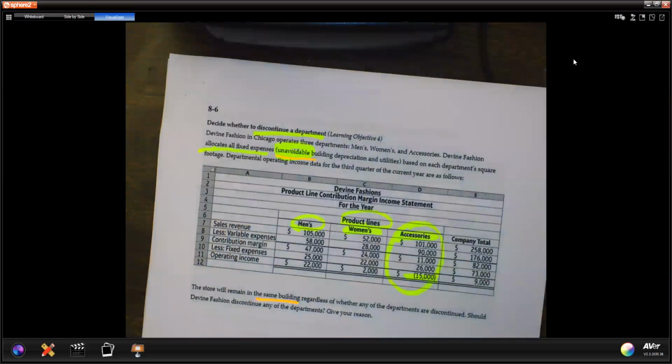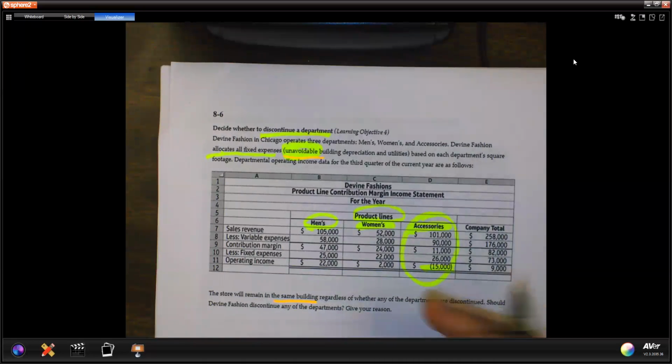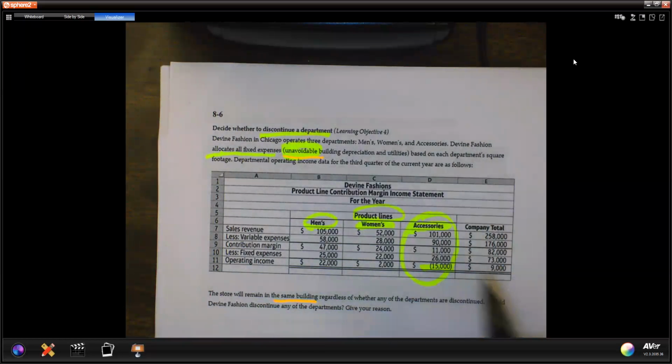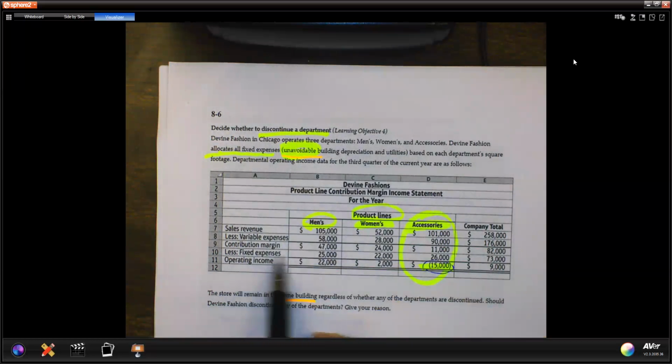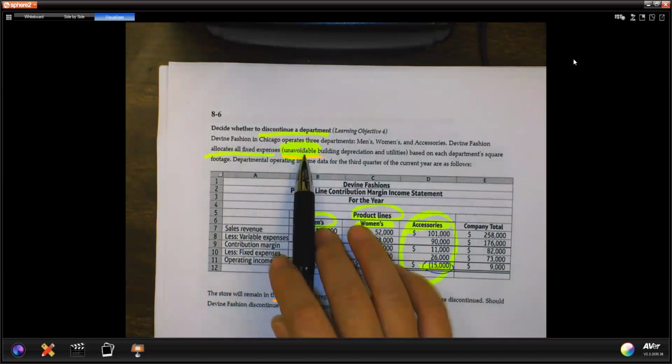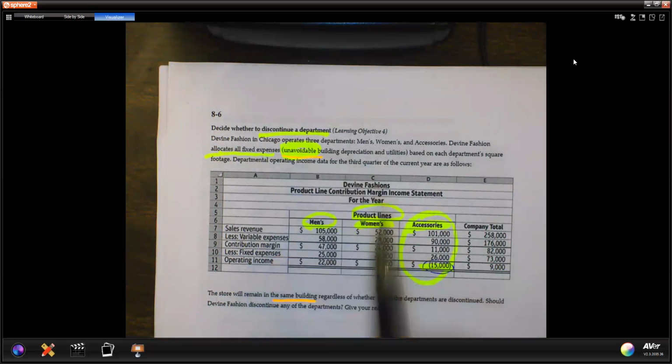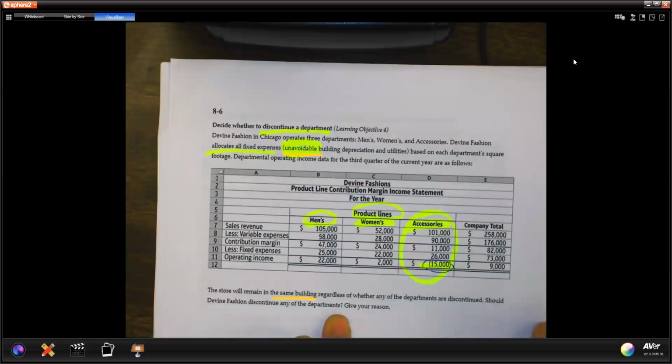Okay, so let's look at this example, 8-6. You have these three different departments, and you just look at the final number. You find out it seems that the accessories is losing money, so we should close it. But it also said if you close, the fixed expense will not be avoided. The fixed cost will not be avoided, and then you cannot save anything. Should you discontinue, yes or no?